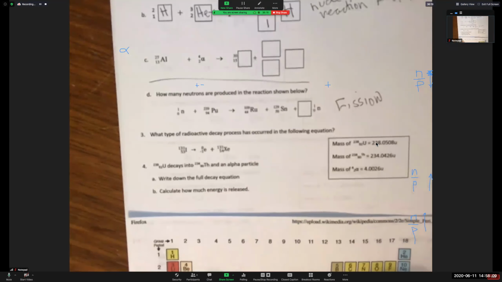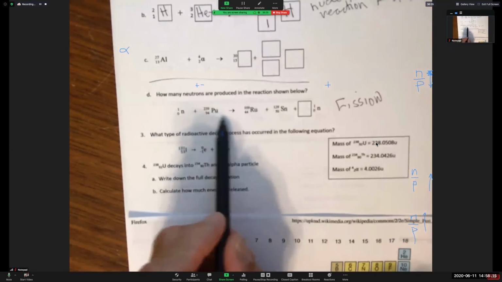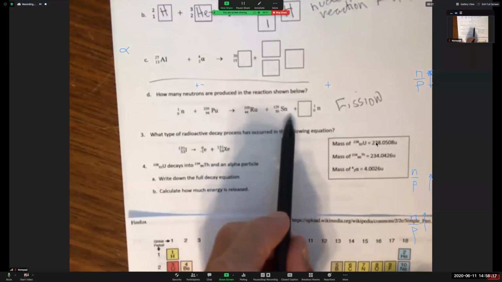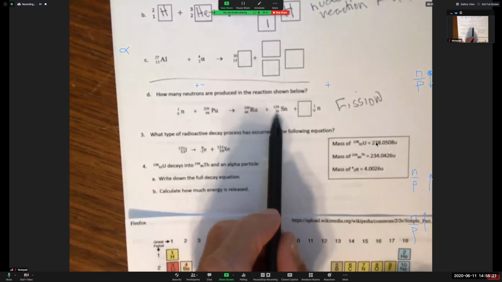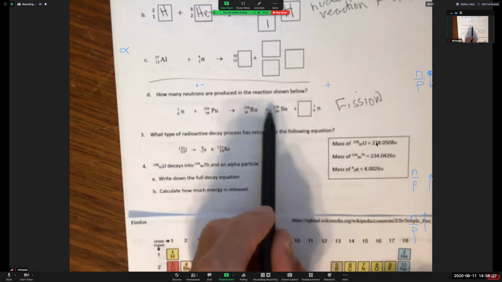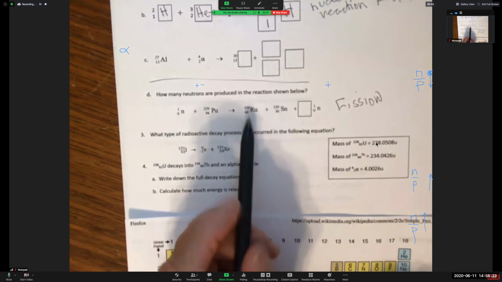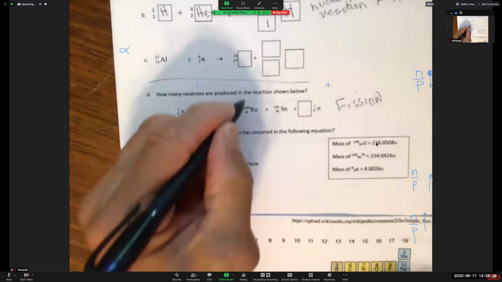And so what we want to know is how many neutrons are produced in this fission reaction. So we're going to add up the Z numbers. So we have 44 and 50 and 0. 44, 50, and 0 is 94. Okay, that's good. 129 plus 109. Looks to me like that's 238. So we have 238 here.